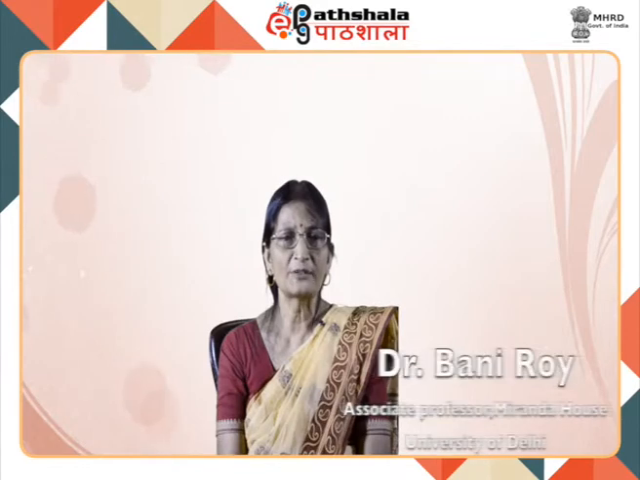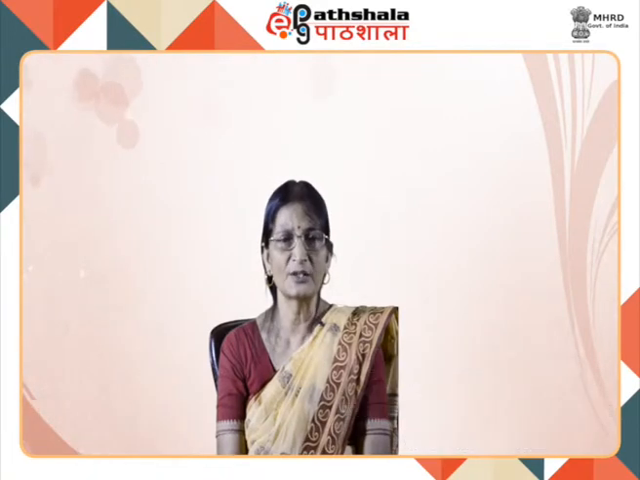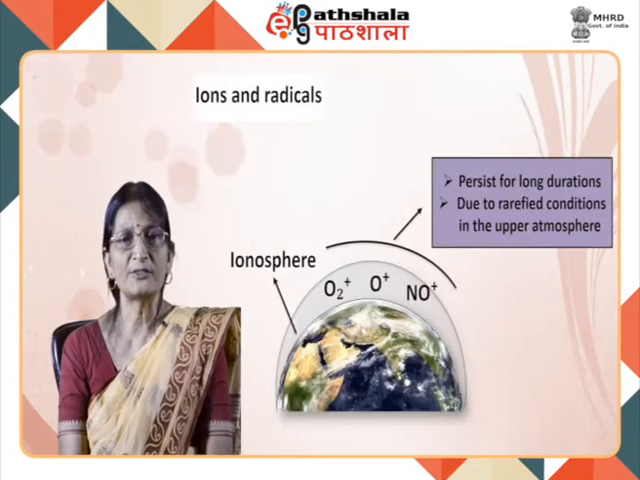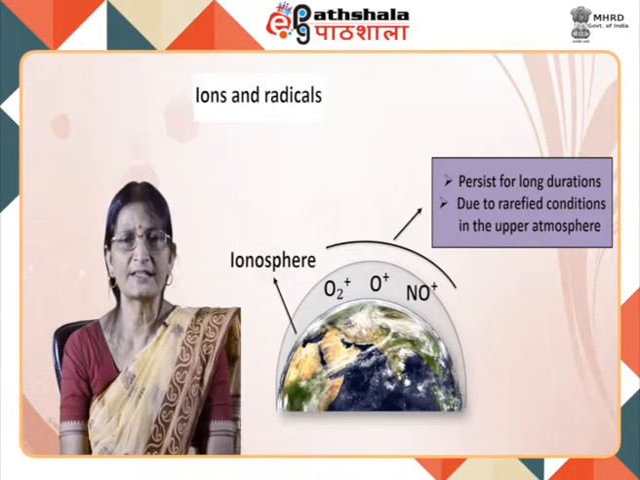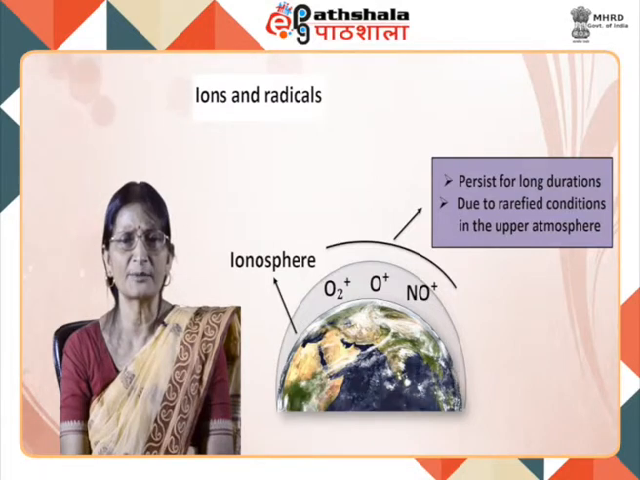Let us now talk about the ions and radicals present in the atmosphere. The upper layer of the atmosphere, as we have already said, is known as ionosphere, starting from the mesosphere onwards, because it contains a significant number of electrons and positive ions. The positive ions could be the oxygen molecule ion, atomic oxygen ion, nitrosyl ion, etc. They persist for long durations without recombining to give neutral species because rarefied conditions exist in the upper atmosphere.